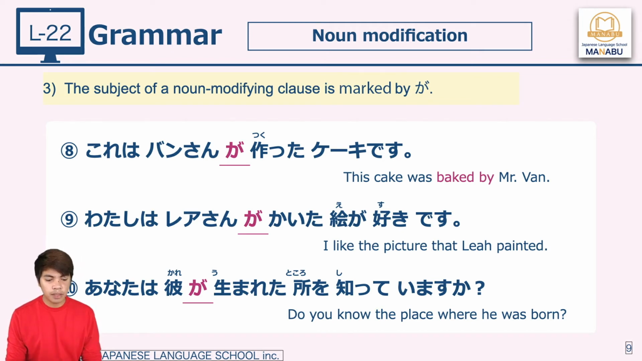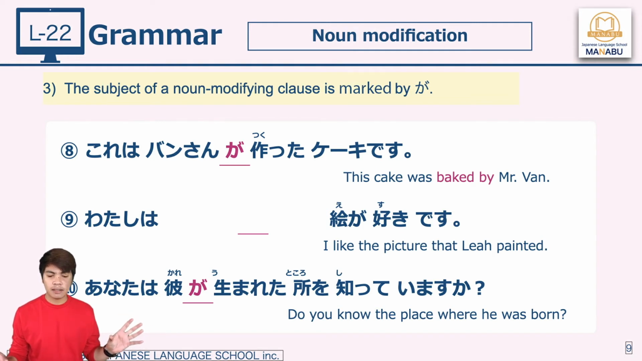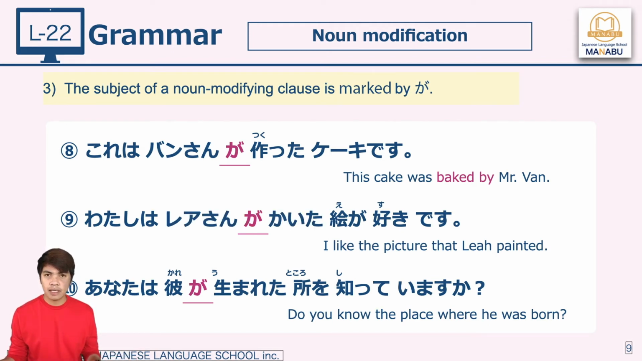Next example, watashi wa Leia san ga kaita e ga suki desu. So watashi wa e ga suki desu, I like the picture or the painting. So which picture? The picture that Miss Leia painted. Leia san ga kaita. Leia san ga kakimashita. So kaita e ga suki desu. So use the particle ga for the subject within the modifying clause.